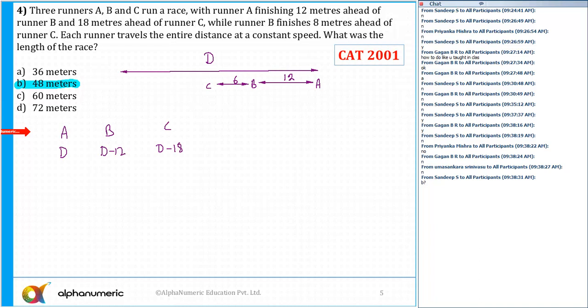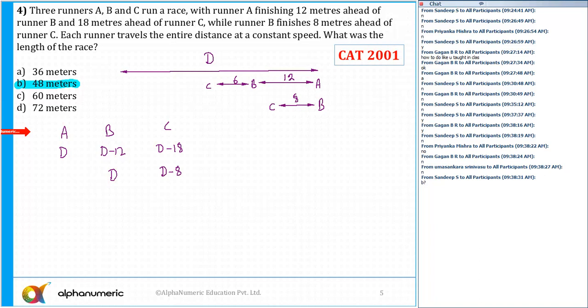Now, in the second scenario, runner B finishes 8 meters ahead of runner C. So when B finishes the race, the gap between B and C is only 8 meters. It means when B has traveled a total distance of D, C has traveled D minus 8.